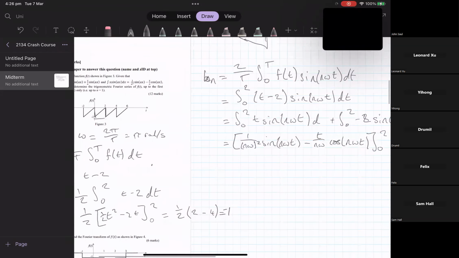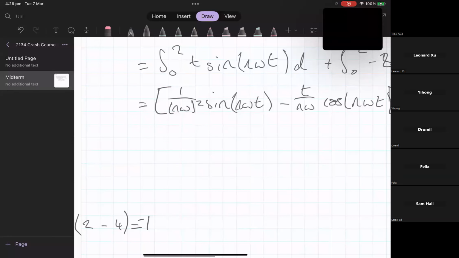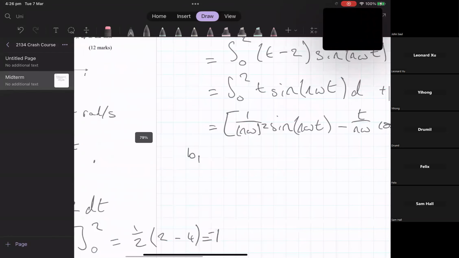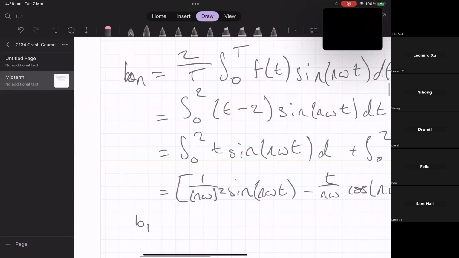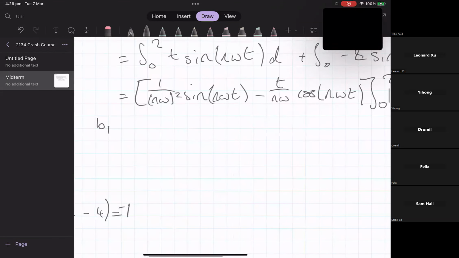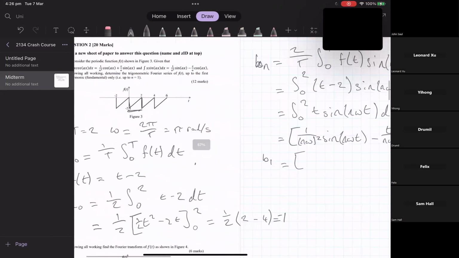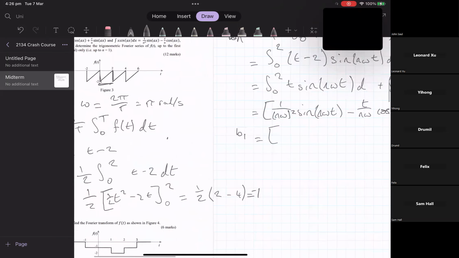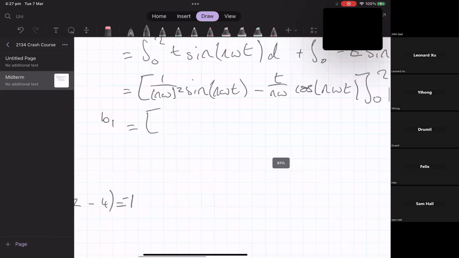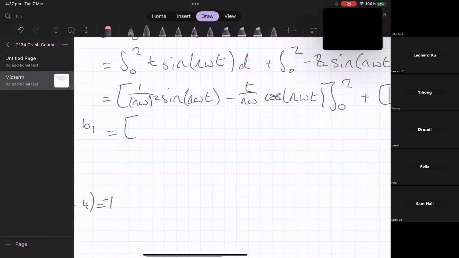Okay, I'm going to do some simplification where I just look at b of 1, because it asks us for the fundamental frequency only. So we don't have to worry about n. And omega is just pi. So sine of 2 pi is equal to 0.